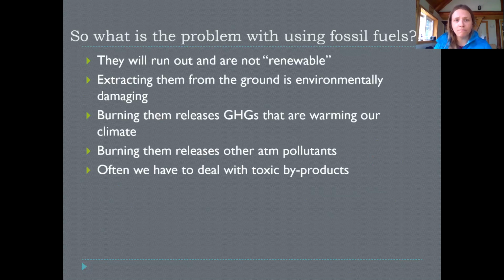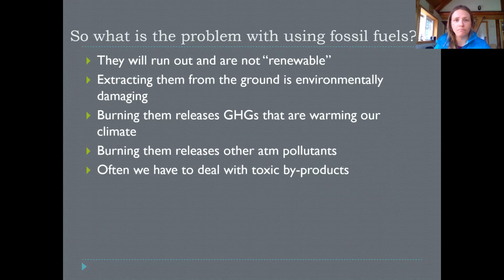So the first one is that they are not unlimited, and they are not renewable. They have been formed from organisms that lived on this planet in very specific conditions over 300 million years ago. So as we use them, we're not able to remake more, and eventually we're going to use them up. And so we need to have a plan to transition off our dependence on these kinds of fuels, because eventually they're not going to be here anymore.